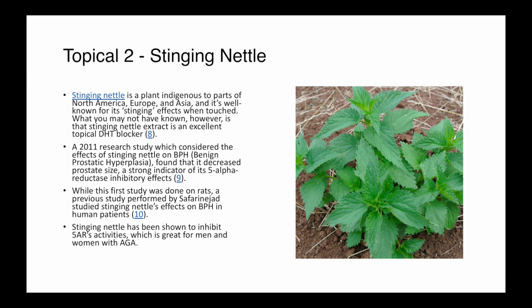There was a 2011 research study which considered the effects of stinging nettle on BPH, and what they found is that it actually decreased prostate size, which is a strong indicator of its 5-alpha reductase inhibitory effects, and you can check that out in the study at number 9. While the first study was actually done on rats, a previous study found that the BPH levels did lower down in humans as well. Therefore, stinging nettle has been shown to inhibit the 5-alpha reductase activities, which makes it great for men and women with androgenetic alopecia and male pattern baldness.